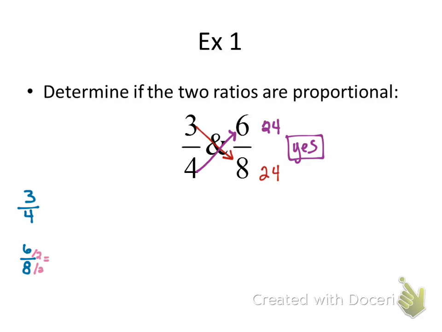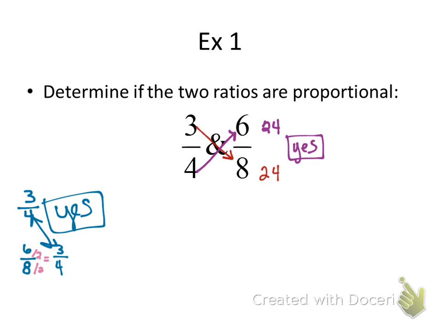Okay, what's 6 divided by 2? 8 divided by 2? Are these two the same? Yes. So that's another way. You could just reduce the fractions. I think when you're dealing with larger numbers, we sometimes struggle with reducing or simplifying. So I think just cross multiplying is easier.